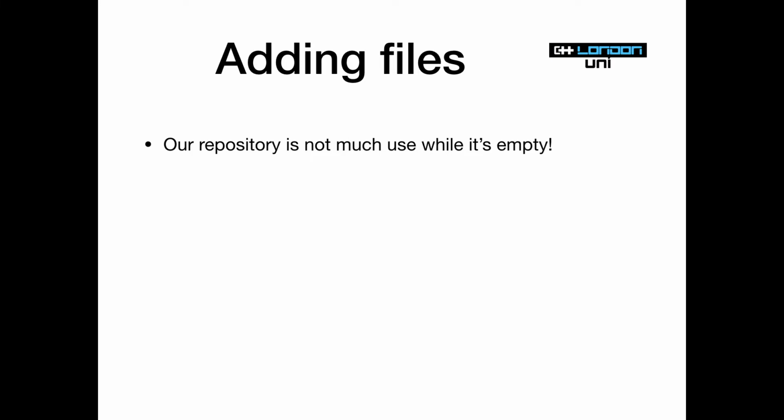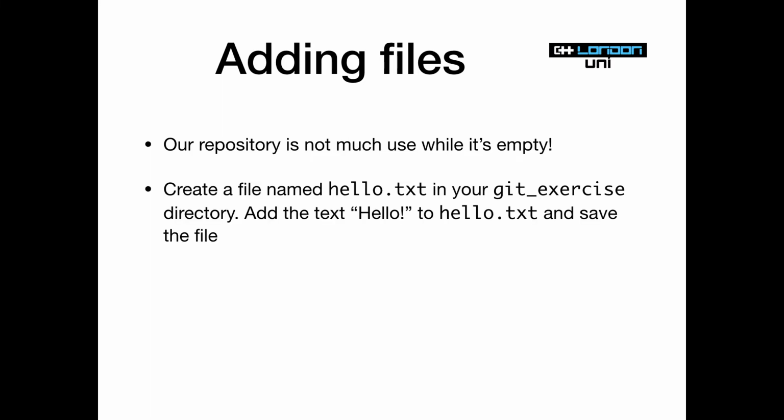Yeah. Let's have a go at actually adding something to our repository. Let's create a file called hello.txt. And we're going to just add the text hello to this text file and save it in our git exercise directory.